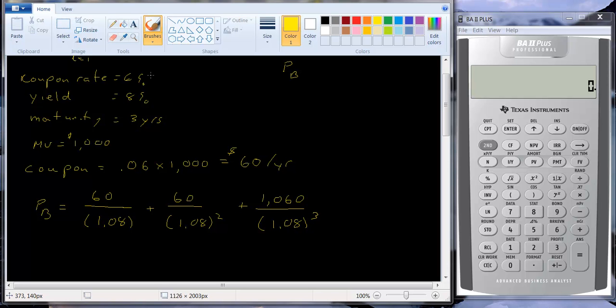Price of the bond equals $60 divided by 1.08 plus $60 divided by 1.08 squared plus $60 divided by 1.08 cubed. Now we could solve this out by using our financial calculator, but we actually need each individual present value to do this calculation. So let's calculate the present value of each of the cash flows separately. So 60 divided by 1.08 is equal to $55.56.